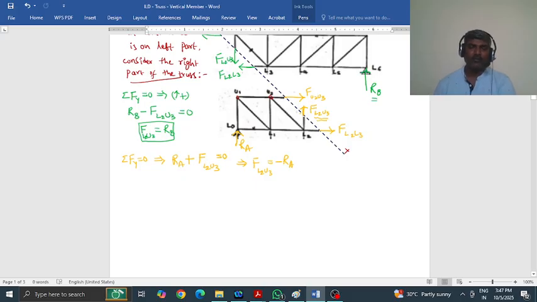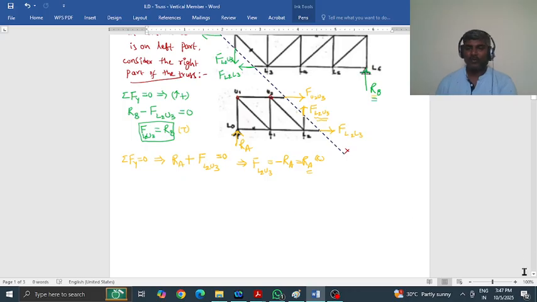That means the force which you assumed as tension is not the tensile force, it is compressive force. Okay, that means you can mention it is RA compression. Whereas here the assumed direction is correct and it is tensile force. So when the unit load is on the left part, the force in this vertical member is equal to RB and it is tension. When the unit load is on the right part, the force in this vertical member is equal to RA and it is compression.